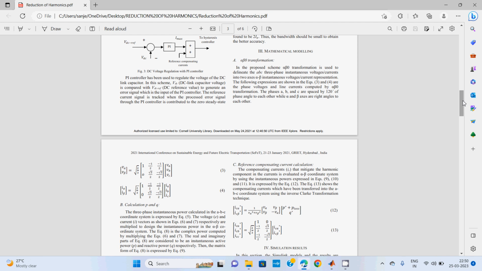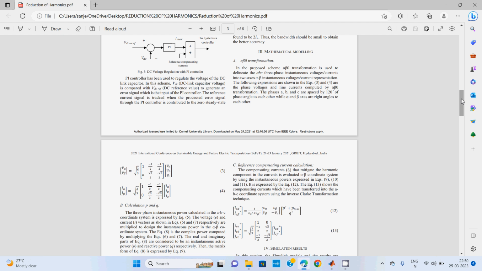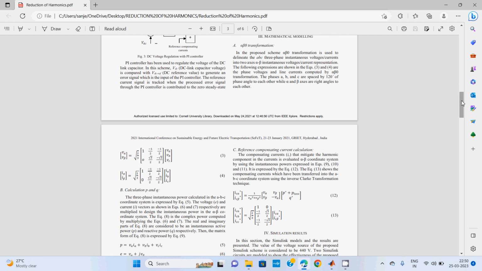Clarke transformation refers to converting three-phase ABC quantities of a voltage or current signal into a stationary reference frame. So we need to convert ABC to alpha beta. Why are we converting three quantities to a stationary reference frame? Because we need to control the current, that is, how we are going to inject the current at the load side with respect to the sending terminal. So that we are going to control.